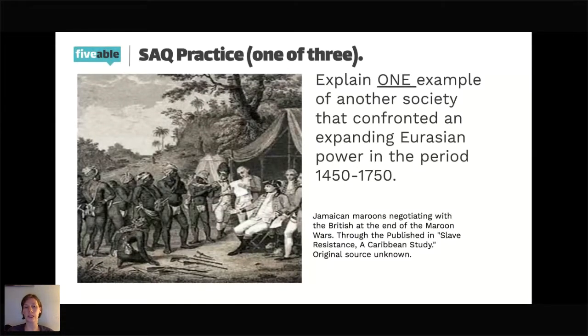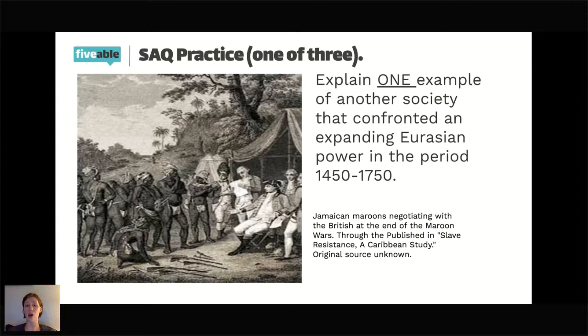Though it was published in the Slave Resistance, a Caribbean Study, the original source of this particular image is unknown. The SAQ prompt that goes with this asks you to explain one example of another society that confronted an expanding Eurasian power in the period 1450 to 1750. Rather than thinking of another society, let's take this example as our SAQ practice. If we're thinking about these Jamaican Maroons, can we write this as an SAQ response where we explain?